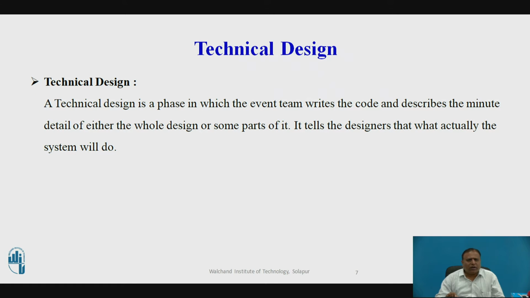Technical design. Technical design is a phase in which the development team writes the code and describes the minute detail of either the whole design or some part of it. It tells the designer what actually the system will do. To produce a technical blueprint that will guide an implementation, technical requirements are the techniques or technical issues that must be considered to successfully complete a project. These can include aspects such as performance, reliability, and availability.